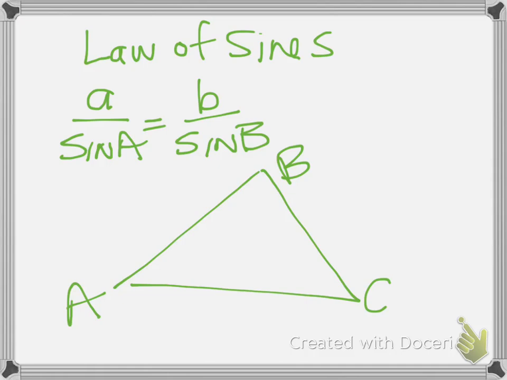Capital A is going to stand for an angle. Little a is going to stand for a side length. So, anytime I have partners, an angle and the opposite side length. So big A and little a are partners. Capital B and little b are partners. Capital C and little c are partners. And if you notice, my partners go together.